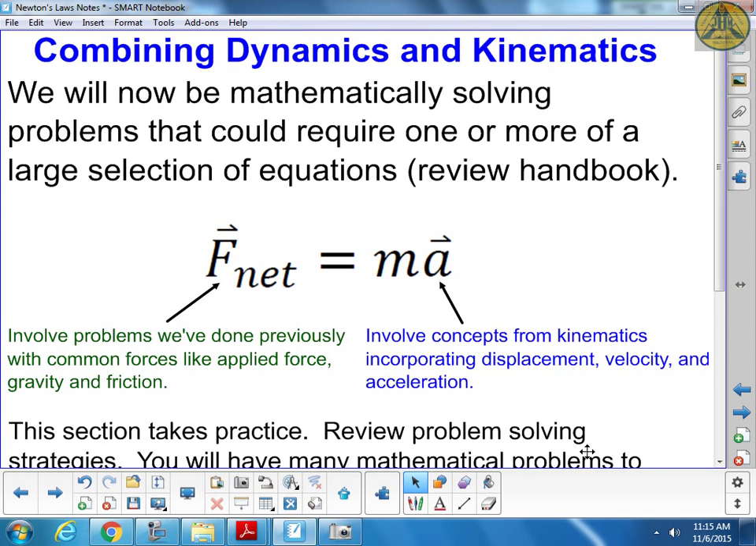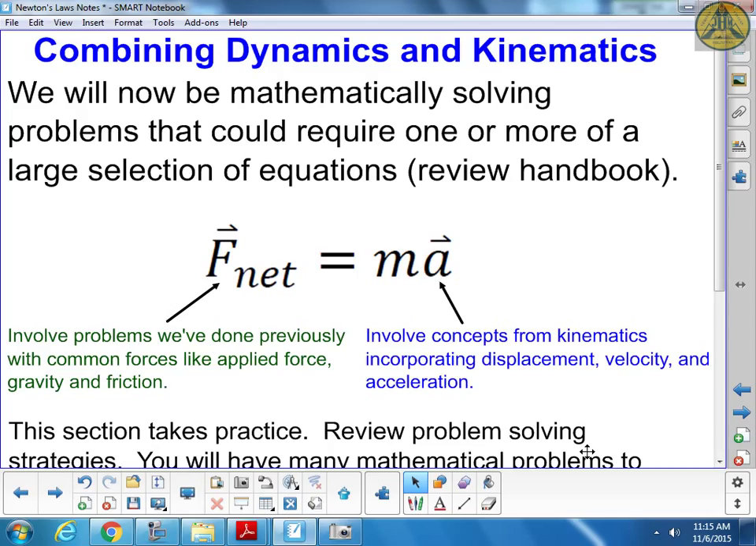So in working with Newton's second law, net force equals ma. And as it says up here, we're now going to be mathematically solving problems that could require one or more of a large selection of equations. So acceleration links to all of those concepts we did from kinematics. That very first test we did: initial velocity, position, initial position, final position, time, all of that stuff we did before can be used and incorporated in a problem to try and figure out acceleration.